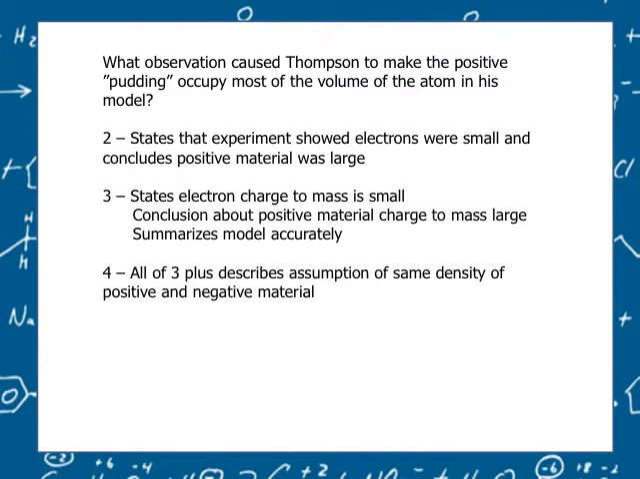If you elaborate on this by describing that he comes up with this small volume for the negative material, large volume for the positive material by making the assumption that these materials are the same density, you're going to score 4.